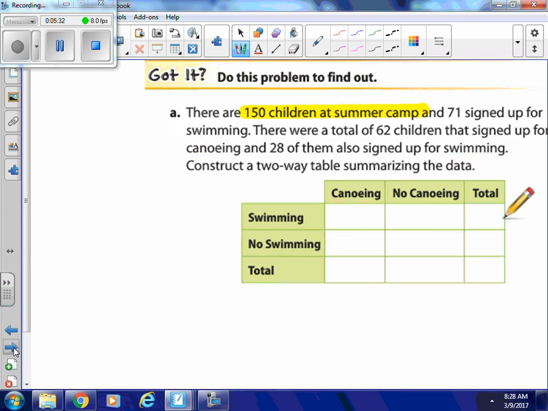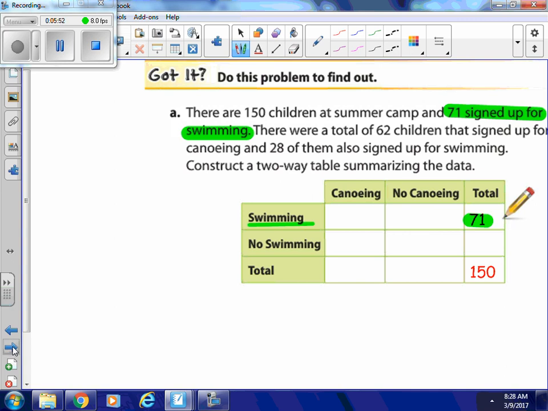150 people at summer camp. And we don't know what they're doing. That's our grand total. That's everybody. And that goes right there. 71 signed up for swimming. Do we know anything about their canoeing? Nope. It's just their swimming. That's all of my swimmers. It goes in for my total swimming.